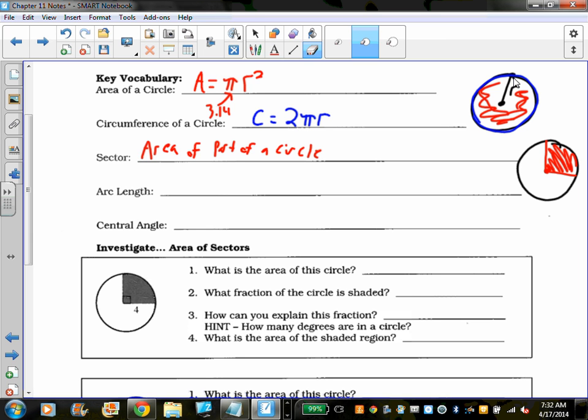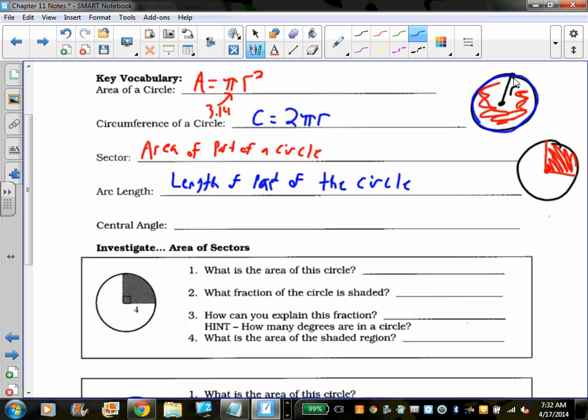And similarly, arc length is really what it sounds like. Length of part of the circle. So if we have the sector over here, arc length could just be this part of the circumference, the part of the circumference that is cut off by that arc. Central angle, I won't write down the definition because you have that already, but a central angle, again, is just an angle that has its vertex at the center of a circle, kind of like that picture.